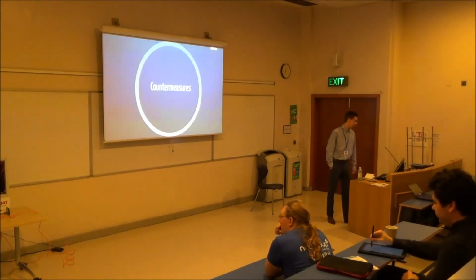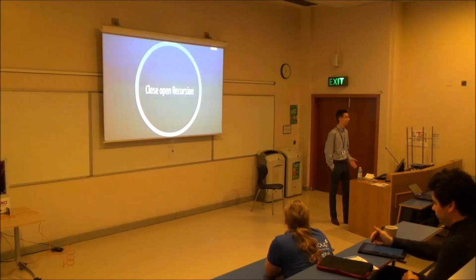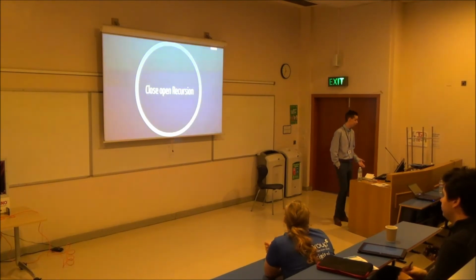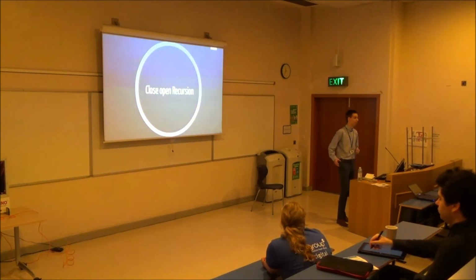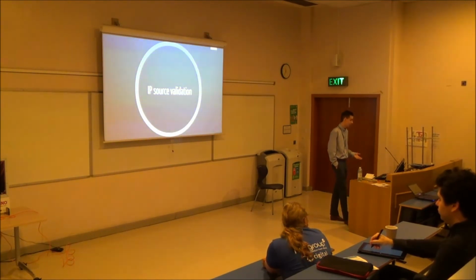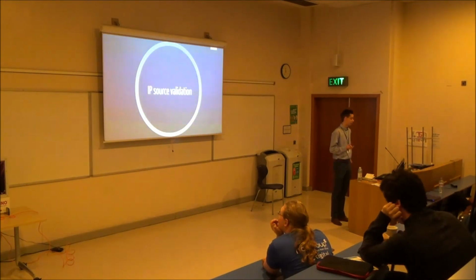But yeah, countermeasures to this. There are a couple of countermeasures I have here. First of all, close open recursion, because that allows anyone to connect to the name server, which is quite a problem. If you close this, you can't have massive botnets carrying out this attack. The other one, which is a much better answer, is IP source validation, making sure it's returning the DNS response to the person who requested it.